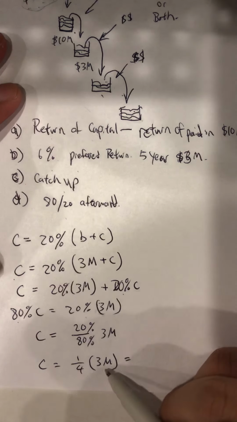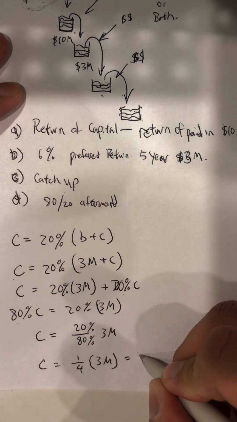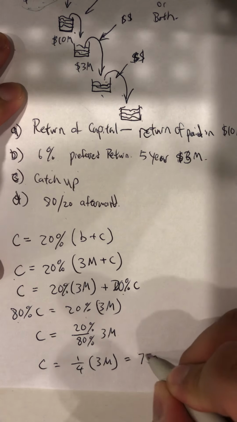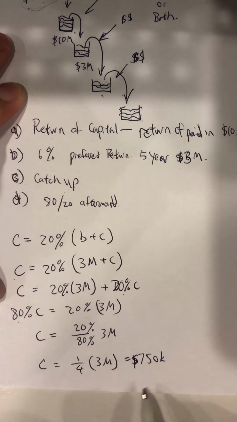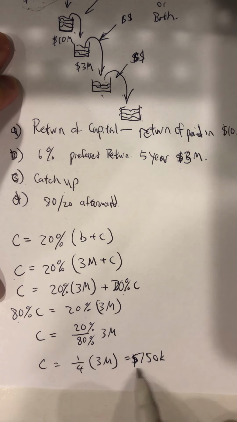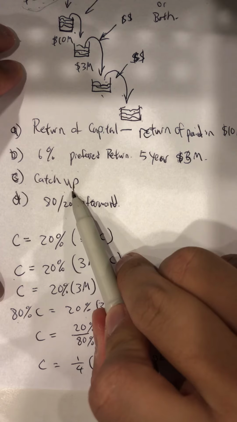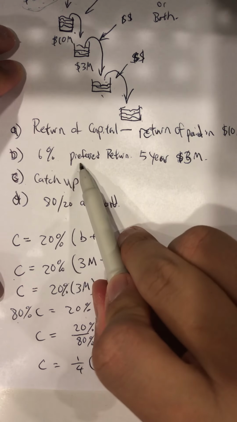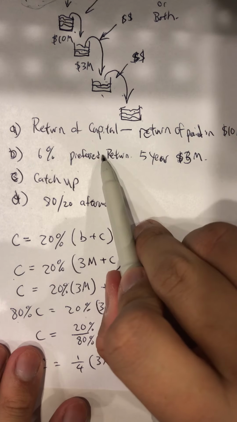And 1/4 of $3 million is 3/4 of a million, or $750,000, right? Okay, so what does that mean? $750,000. This step is called the catch up to B. Okay, so it's catch up to B because it's catching up to 20% of B.